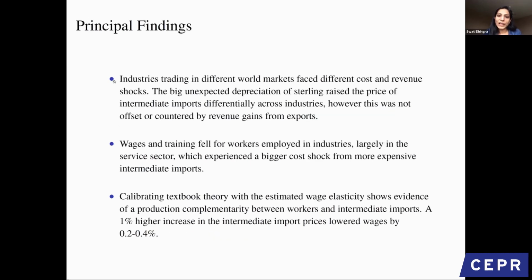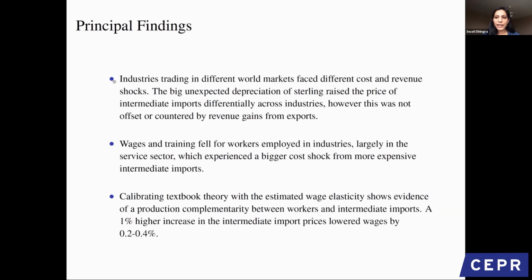Broadly speaking, to summarize what's going to happen, we're going to think of industries as having different cost and revenue shocks. If I'm an exporter, it could be really great for me. If I'm an importer of intermediate imports, it could be bad for me. In that sense, what we find is that it's really the price of intermediate imports that went up after the sterling depreciation, and that wasn't offset by any kind of revenue gains. Those increased costs end up showing up in wages and training being cut back by these industries for their workers.